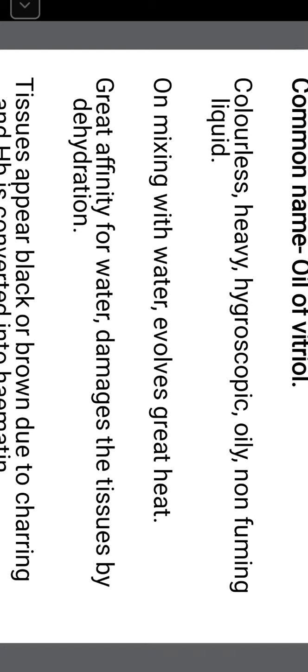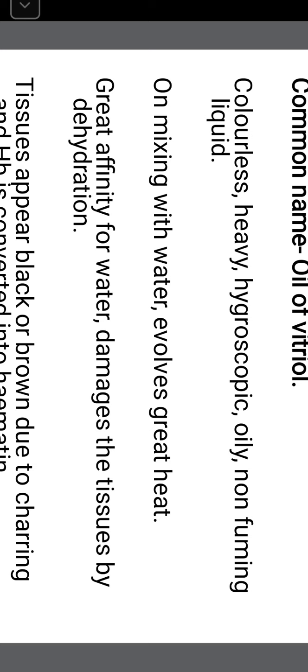It is a colorless, heavy and hygroscopic, oily, non-fuming liquid. Means if it is left open in the air, there will not be fuming. It is just like water, colorless but heavy. It doesn't give off fumes when its container's lid or covering is open. On mixing with water, it evolves great heat. A lot of heat comes out when it is mixed with water.